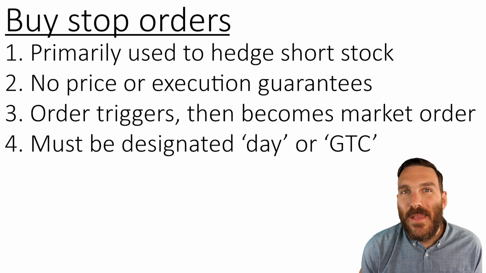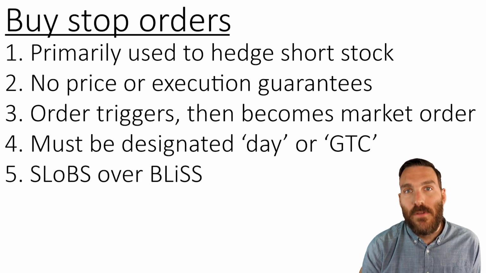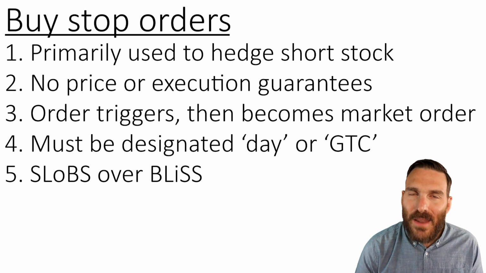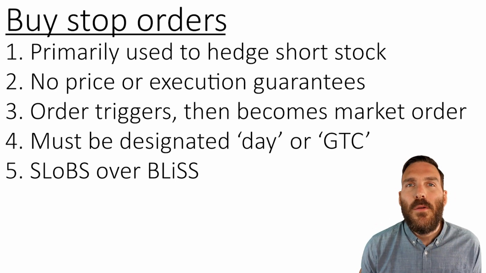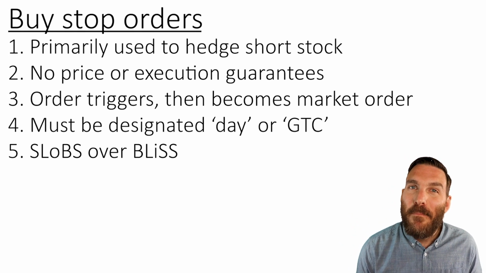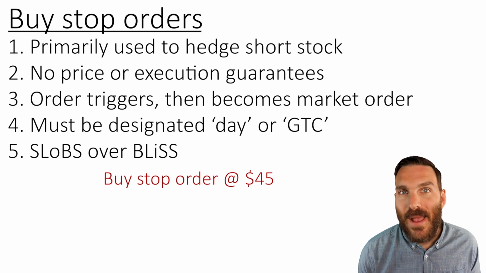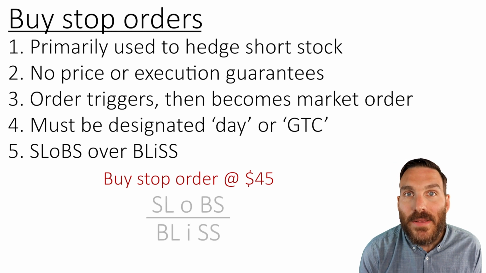The last important thing to talk about is our favorite acronym with order types, SLoBs over BLiSS. This becomes really helpful with stop orders, given that there's not a lot of intuition with how these work, and they seem a little backwards at first. So back to our original order, we have a buy stop at 45. Now we could think through the whole protection aspect, the fact that it feels a little backwards to us, or we could just simply use SLoBs over BLiSS.